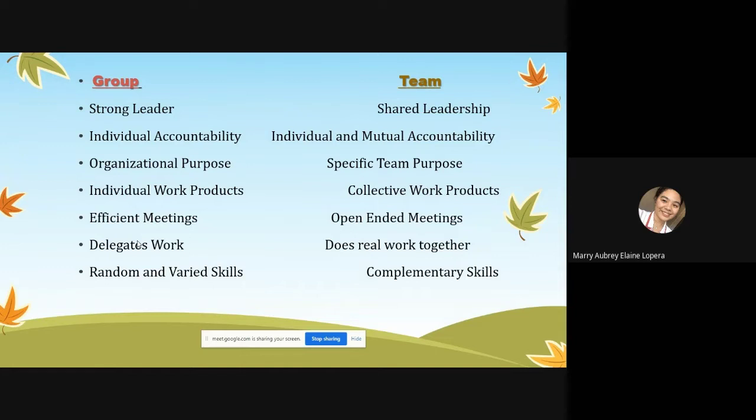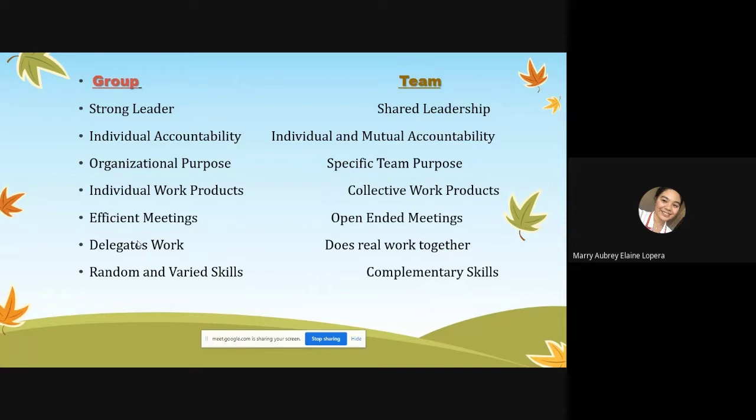In a group, we also have individual accountability. In a group, you must be individually accountable to everyone for the performance. While in a team, though they have similarities with individual accountability, you also need to be mutually accountable to your team, where two or more individuals agree to be responsible for the commitment.